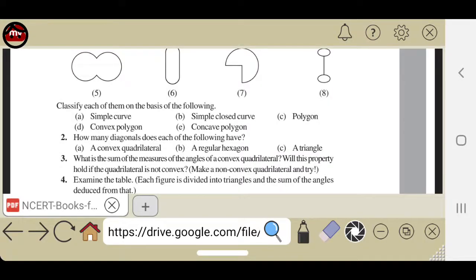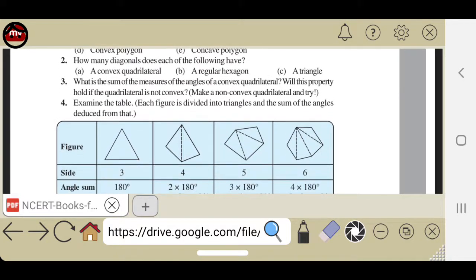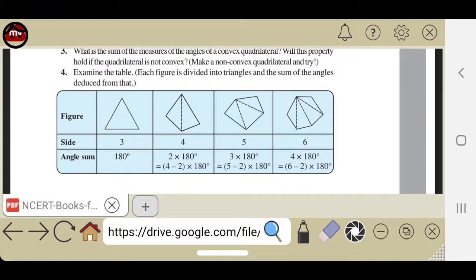Then what is the next question? Examine the table. Each figure is divided into triangles and the sum of the angles is deduced from that. Here the first one is a triangle. You know that it has 3 sides, and the total sum is 180. And the next one is a quadrilateral, 4 sides and 2 triangles. It divides into 2 triangles, so we can say 2 into 180. Total sum of the angles is 2 into 180. Then we can write 2 as 4 minus 2. So 2 into 180 is 4 minus 2 into 180.